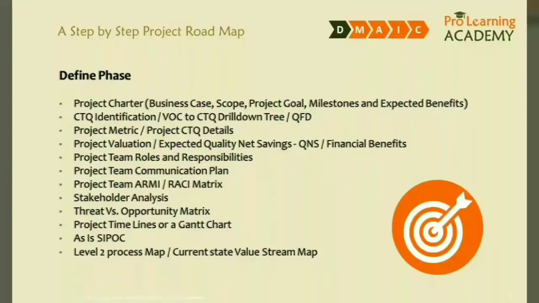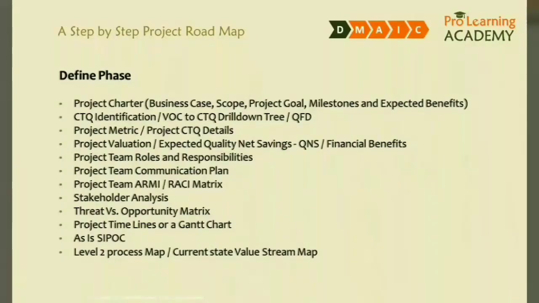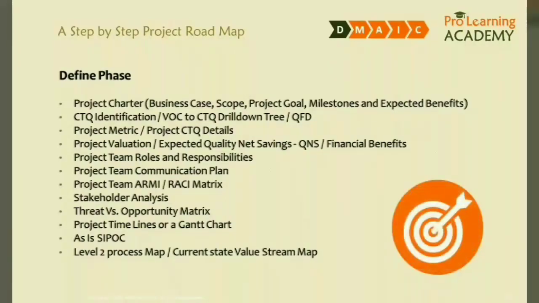Stakeholders are important. So the stakeholder analysis with possible threat and opportunity metric, project timelines or a Gantt chart will be a part of it. It should also have an as-is SIPOC and a level 2 process map or a current state value stream map. These are important, fundamental aspects of the define phase.